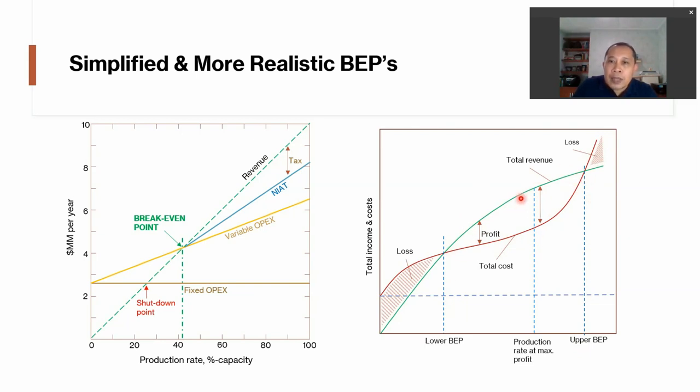And if you look at this, the gap between the green and the brown curves would be the profit of our company. If it happens to have a shape like this, you can also identify the production rate at which the profit is maximum, where the gap between the green and the brown curves is the widest. So that would be the production rate at maximum profit.